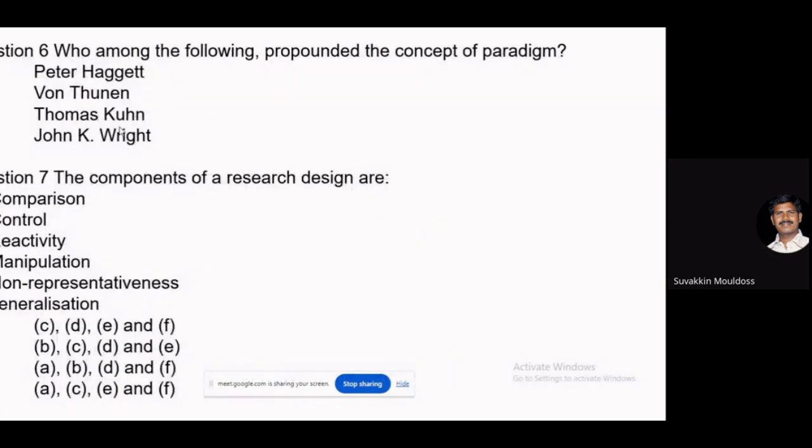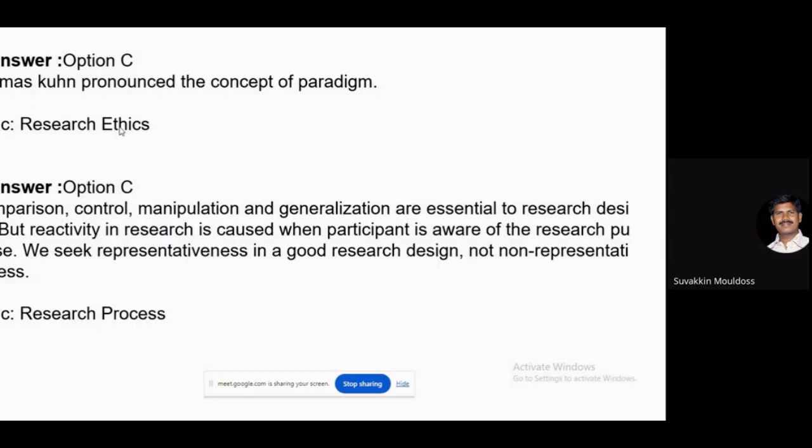Likewise, another one. Who among the following propounded the concept of paradigm? Thomas Kuhn. Okay. The components of research design are: reactivity and non-representativeness are not coming. Therefore, comparison, control, manipulation, generalization. A, B, D, and F. That is the answer. Comparison, control, manipulation, and generalization are essential to research design. The concept of paradigm was introduced by Thomas Kuhn.